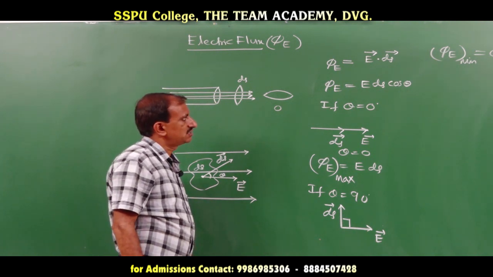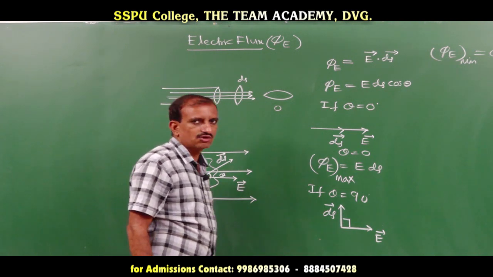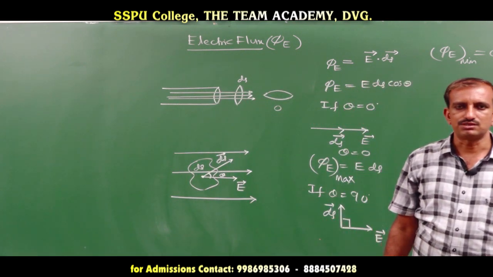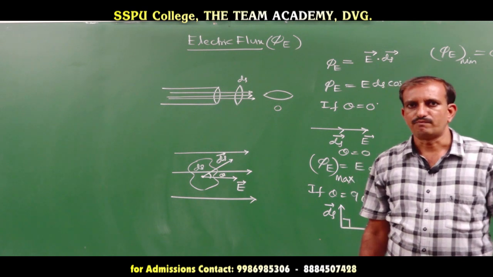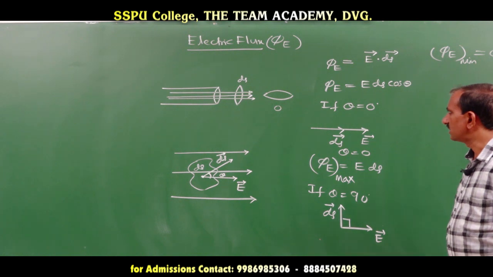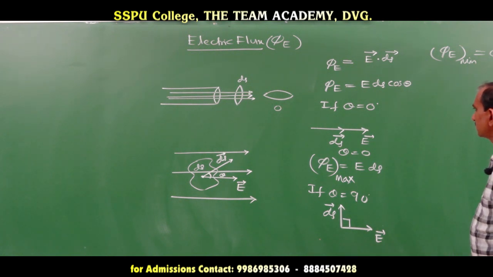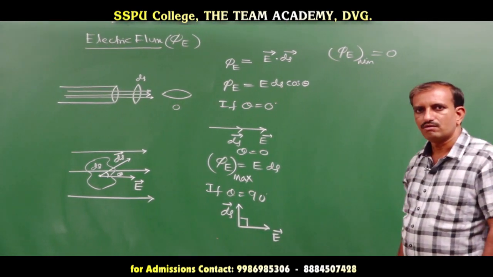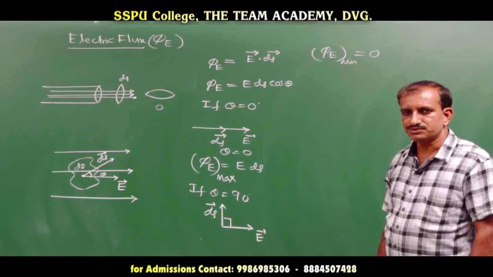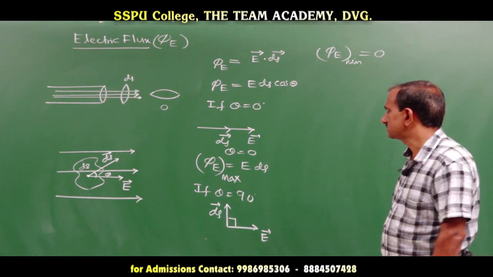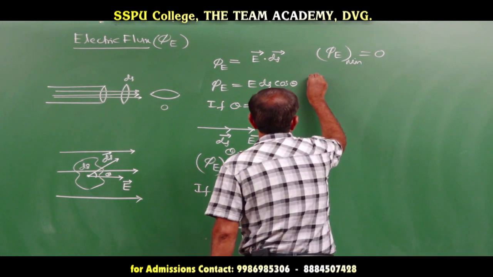Hence the electric flux through a closed surface is nothing but the total number of electric field lines passing normally through that surface. This is called the electric flux. The electric flux will be positive if theta is less than 90 degree, that is, the electric flux is positive.